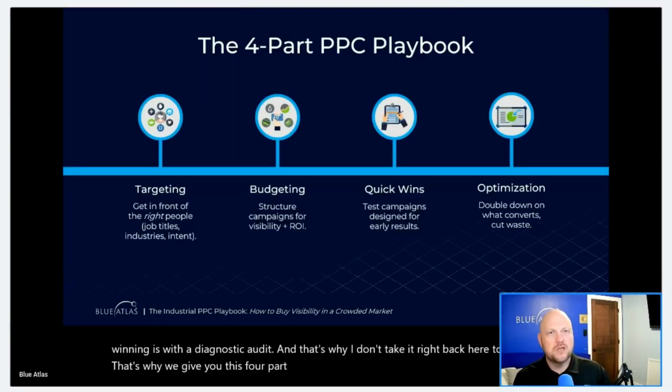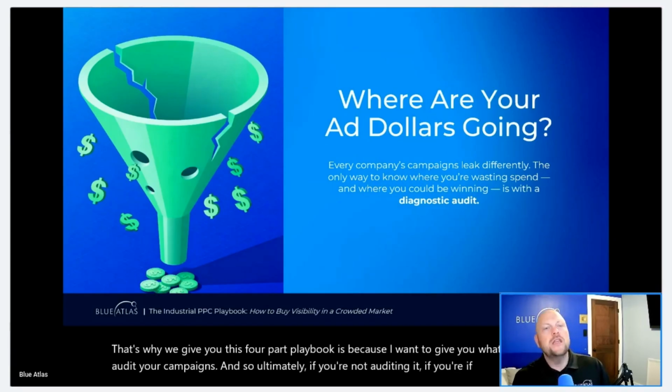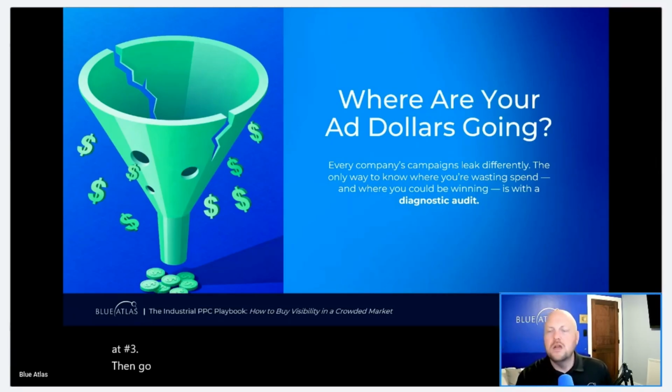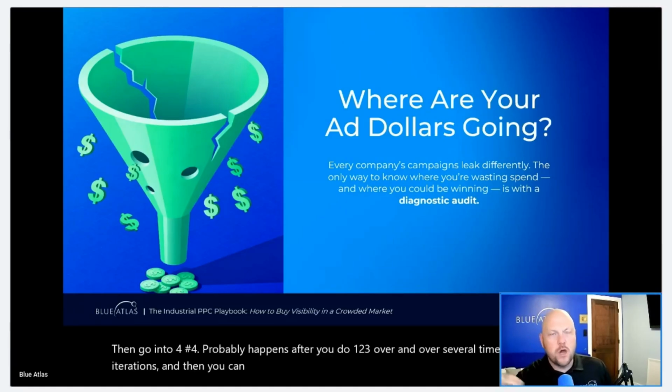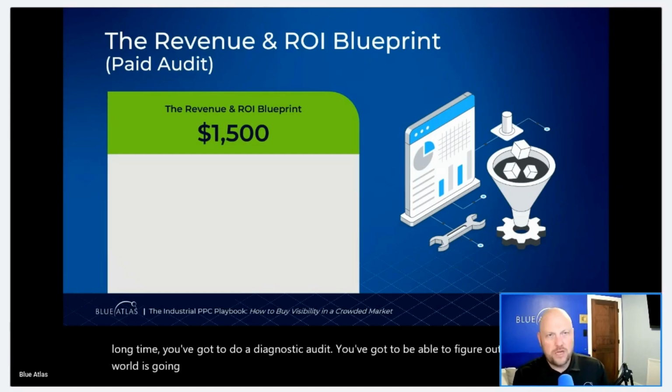That's why we give you this 4-part playbook, because I want to give you what to do to audit your campaigns. If it's a new campaign, use these 4 steps. Start at number 1, do it right. Number 2, do it right. Then you can look at number 3, then go into 4. Number 4 probably happens after you do 1, 2, 3 over and over several times, and then you can go into optimization. But if you've had a campaign running for a long time, you've got to do a diagnostic audit. You've got to be able to figure out what in the world is going on.